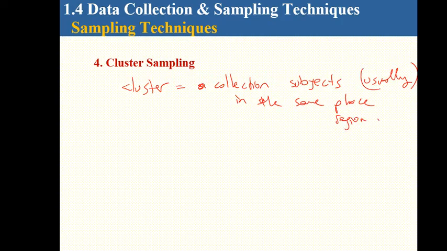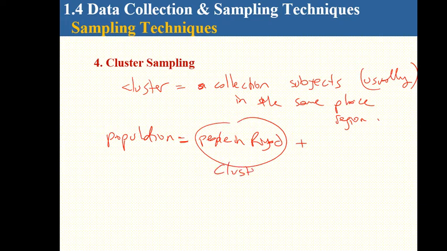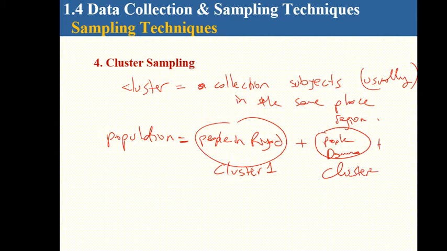For example, you can make the population this way. You can divide the population into the people in Riyadh, okay, and then this is cluster 1, and then the people in Dammam, this is cluster 2. So you can put lots of clusters here, and then make the sampling here.